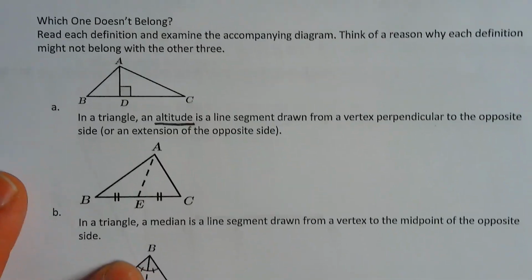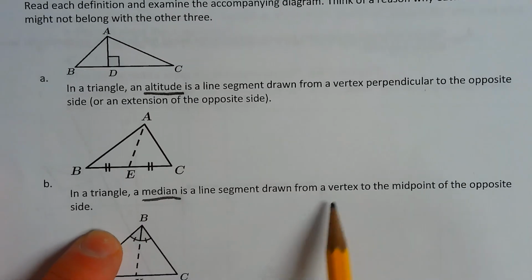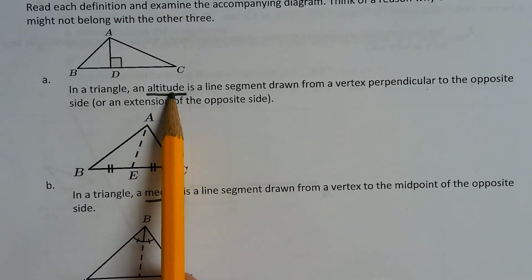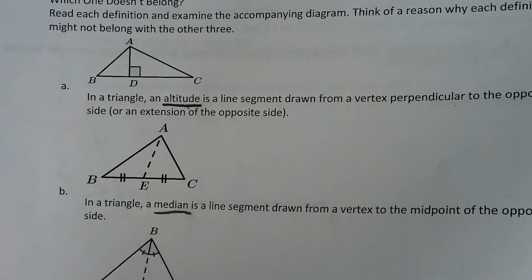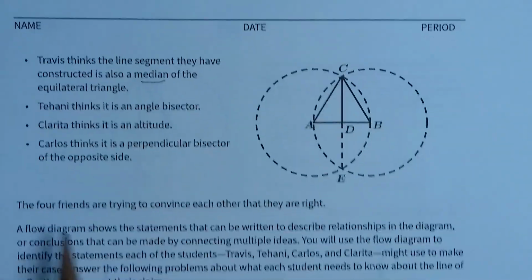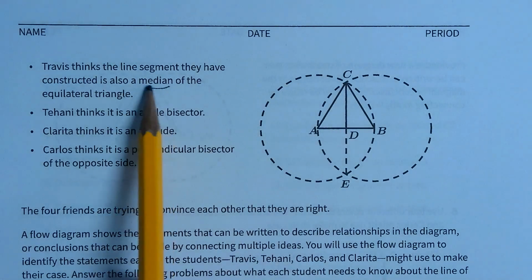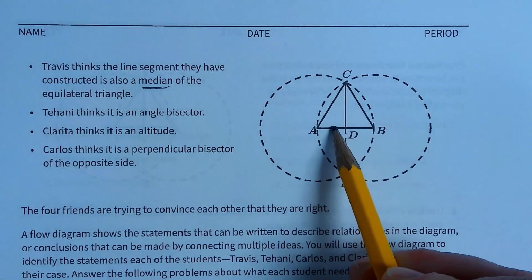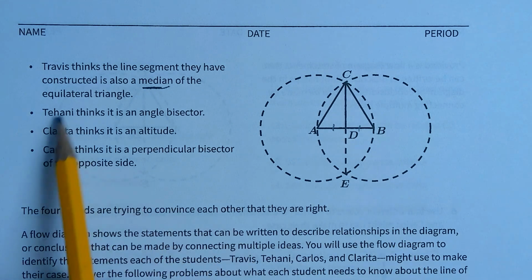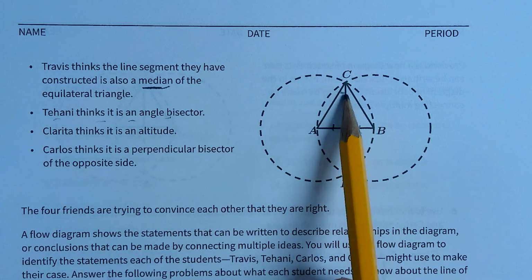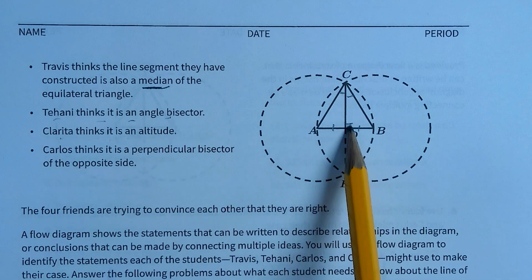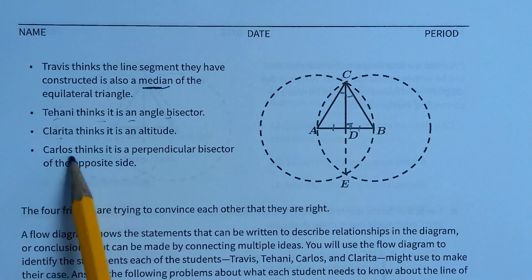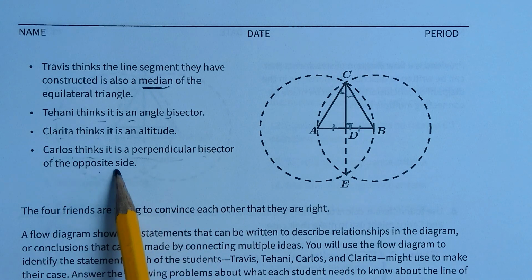Altitude is a line segment. A median is a line segment. Vertex to midpoint. So altitude stands tall, perpendicular. A median hits the middle. Altitude stands tall. Median hits the middle. So Travis thinks it hits the middle, which would make these the same. Tahani thinks an angle bisector, which means it would split this in half. Clarita thinks it's an altitude. Altitude stands tall, so it's perpendicular. Carlos thinks a perpendicular bisector of the opposite side.